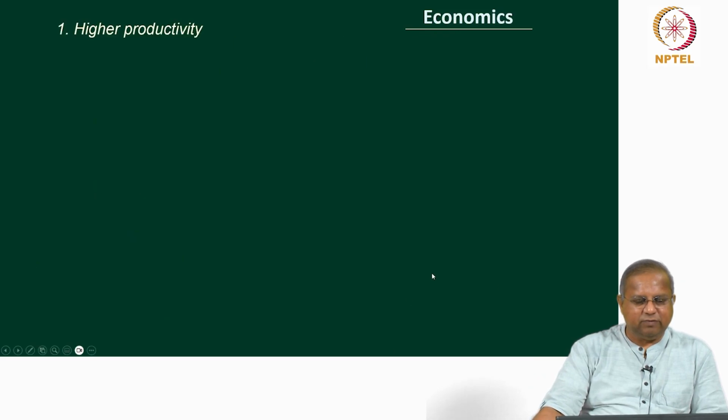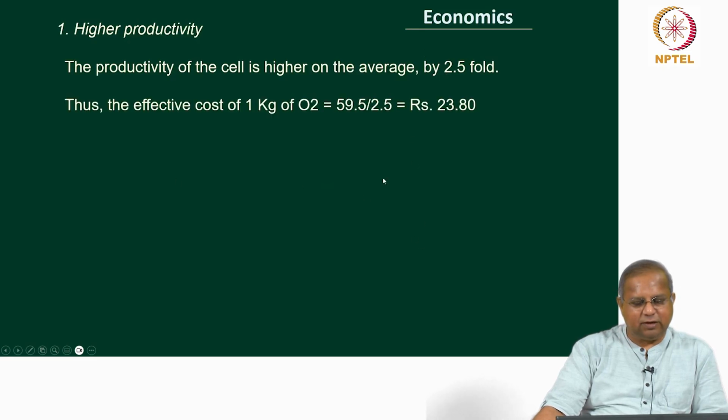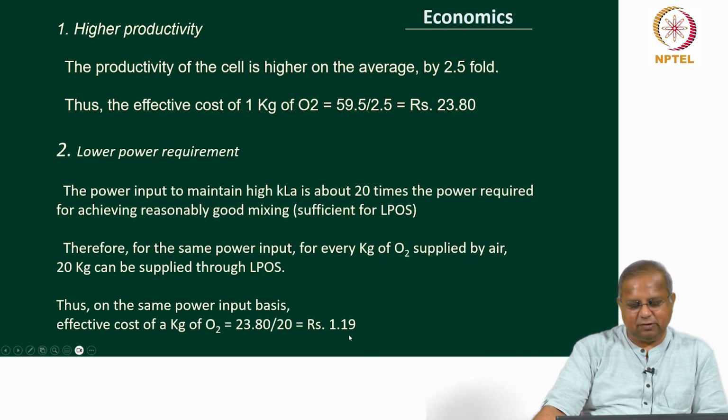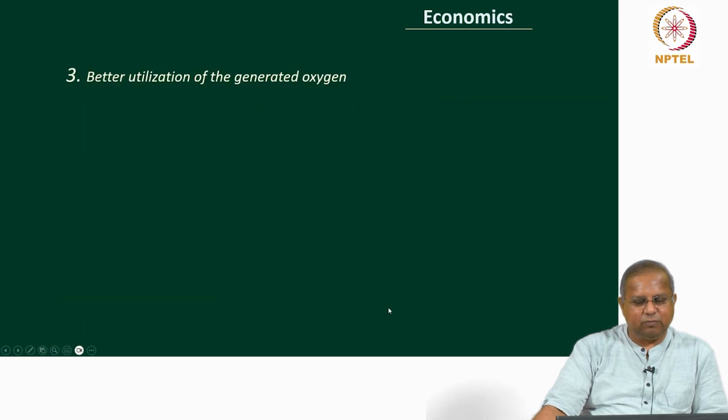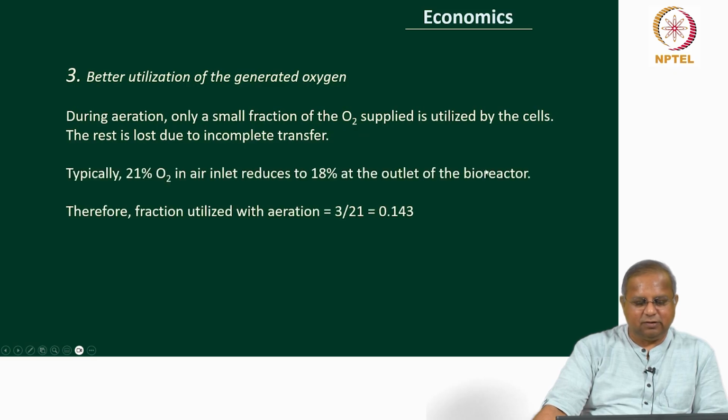So, if you consider even the first 4, we have some time. The productivity is higher on the average by about 2.5-fold. If you take that, the effective cost comes down. Lower power requirement, you take that, on the same power input basis, it comes down to 1.19, which is already less than 2 rupees per kg. Consider a couple more. Better utilization, you consider that, it comes down to 0.143.